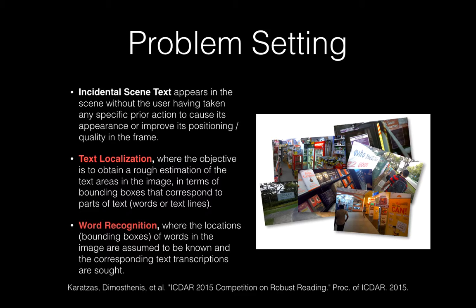There will be two tasks. First is text localization: you have to first know where the text is in the scene. Then there's word recognition. After you get the text in the scene, you can apply techniques such as traditional OCR or a convolutional neural network, where you can learn the model.